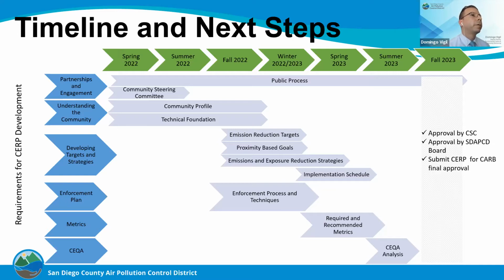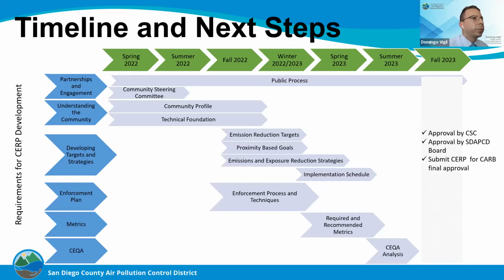As we move through the fall and winter, we will be conducting additional studies to identify emission reduction targets, proximity-based goals, and develop emission and exposure reduction strategies. During the same time, we will be working with the state and local agencies on developing an enforcement process and techniques that can enhance compliance of air quality regulations in the community.